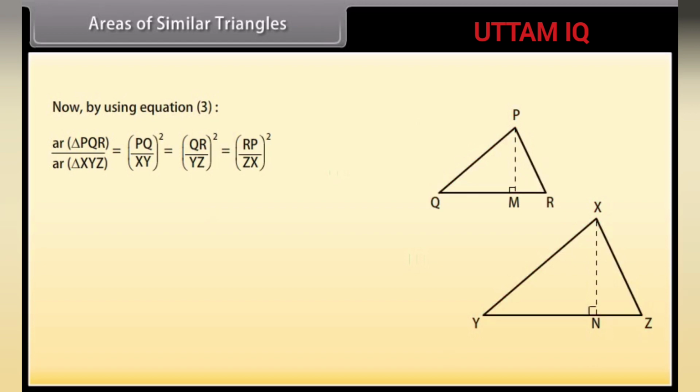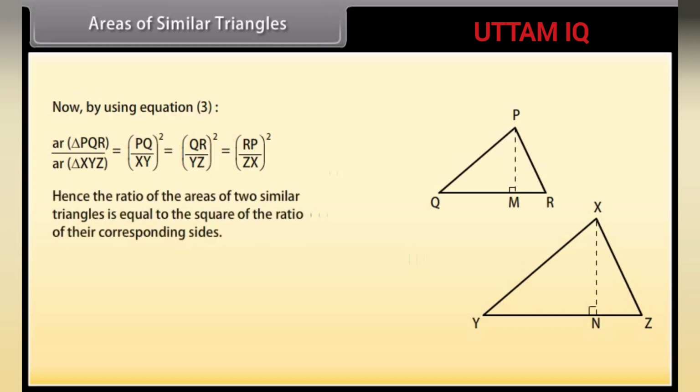equals PQ upon XY whole square, which is equal to QR upon YZ whole square, which is equal to RP upon ZX whole square. Hence, the ratio of the areas of two similar triangles is equal to the square of the ratio of their corresponding sides.